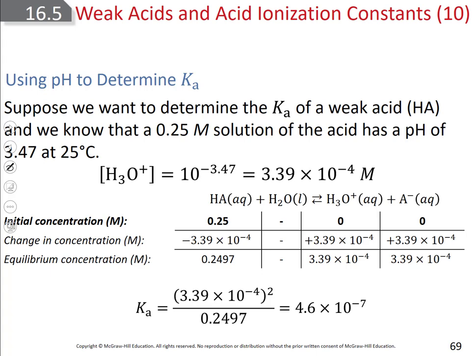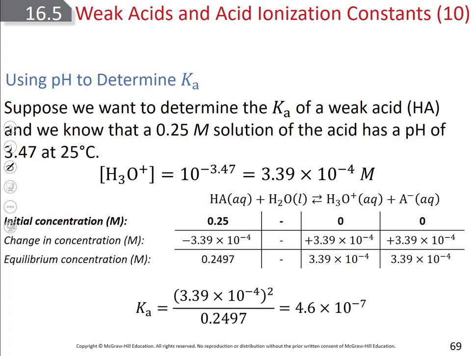We can also do an ice table backwards to find out what the Ka of a weak acid is. So if I had an acid that I don't know what it is, and I want to find out what the Ka of this acid is, I can measure out a specific concentration of this acid, and I can measure its pH using a pH meter fairly easy. So in this question, we're being asked to determine the Ka of a weak acid that we know is a 0.15 molar solution, and we've measured that it has a pH of 3.47.